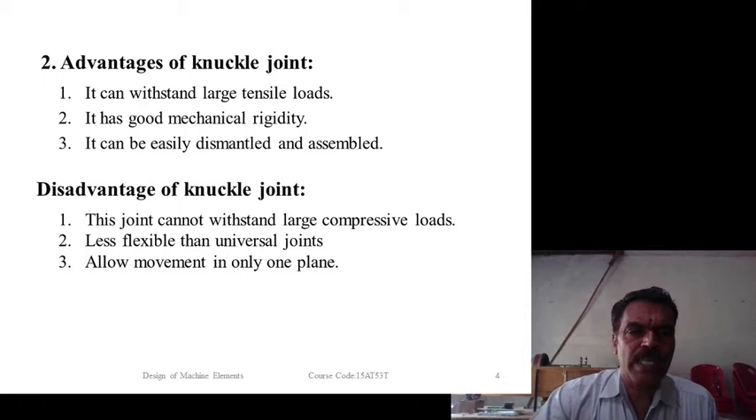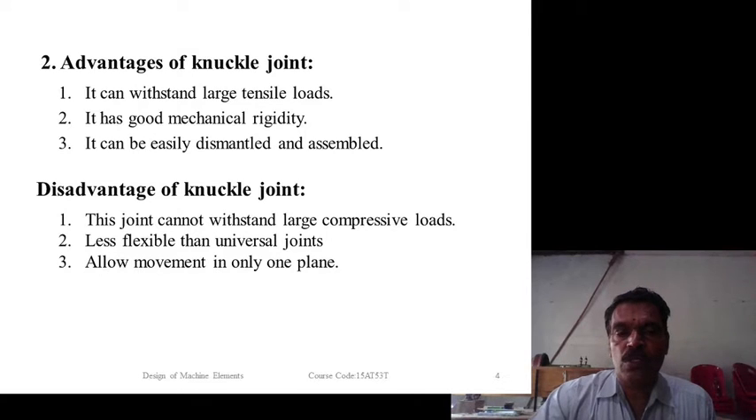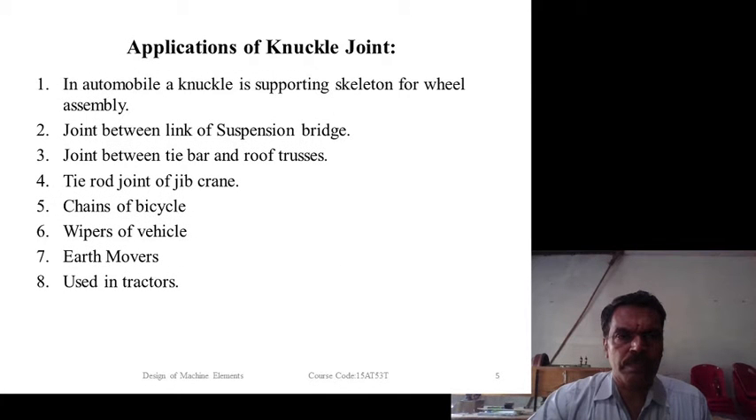Next, less flexible than universal joint. Universal joint is very flexible because it can twist at any angle, but here this is not possible. The knuckle joint will not twist as compared to the universal joint, so it is much less flexible than the universal joint. The third point is it allows movement in only one plane. These are all the advantages and disadvantages of the knuckle joint.